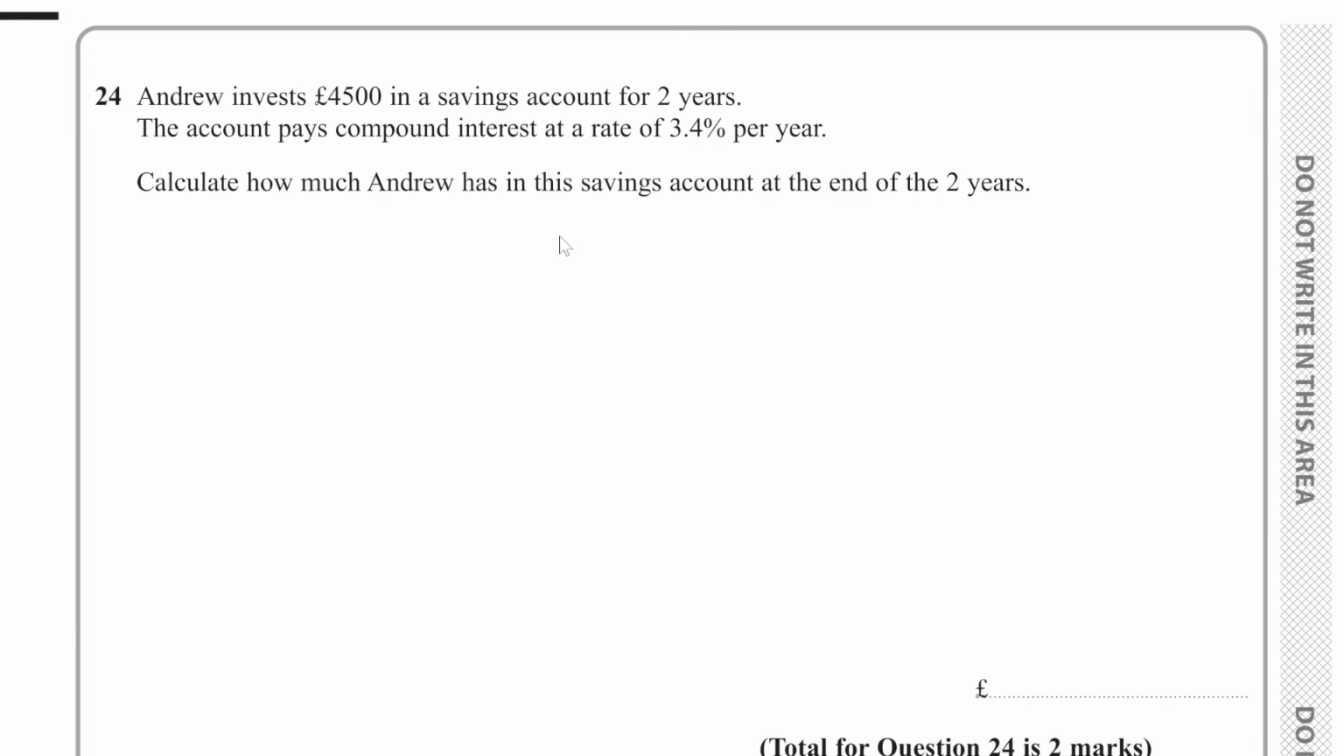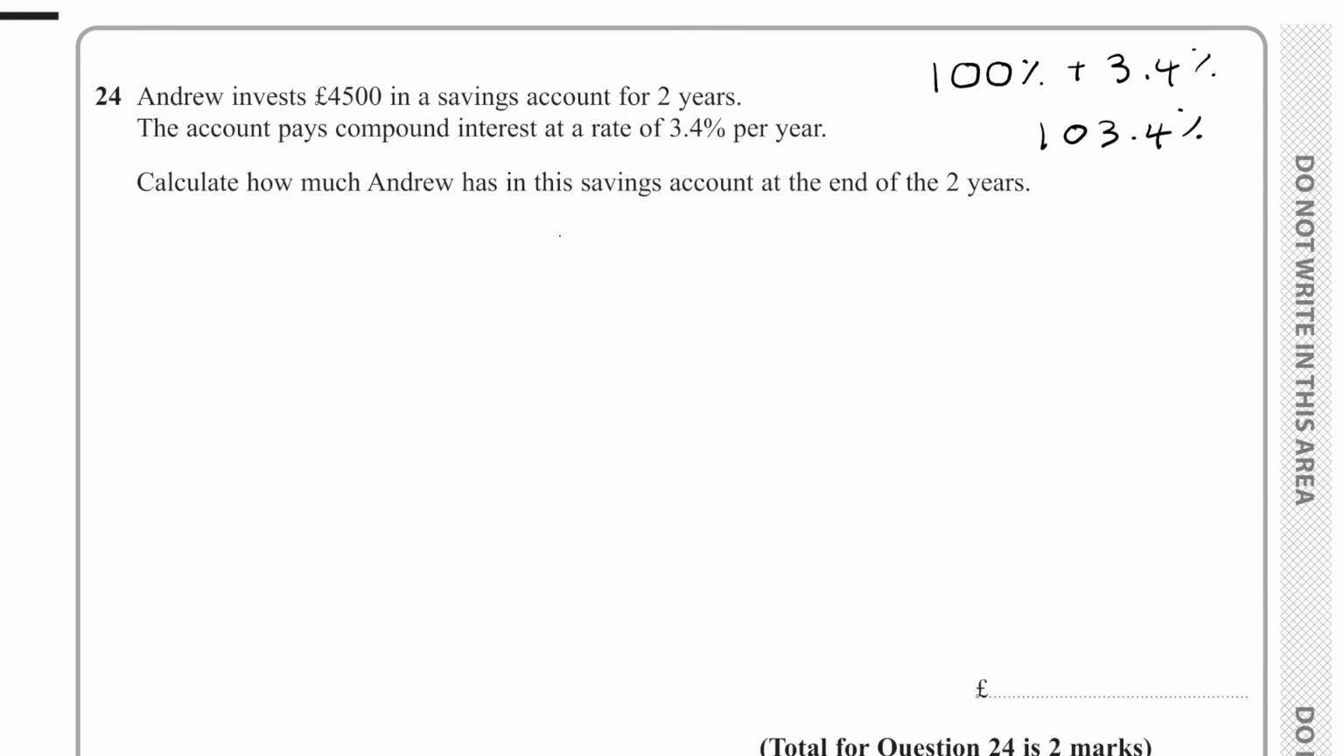Question 24. Andrew invests £4,500 in a savings account for 2 years. The account pays compound interest, 3.4% per year. Calculate how much Andrew has in this savings account at the end of the 2 years. So the quickest way to do this, to add on 3.4% in one calculation, is we do 100%, which is what we start with, plus the 3.4%, which is 103.4%. So every year, we want 103.4% of what we had before.